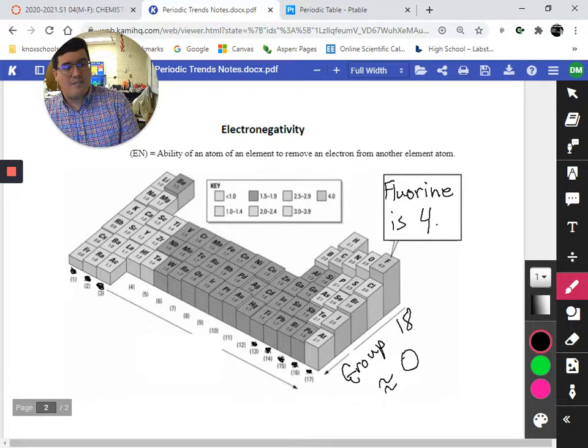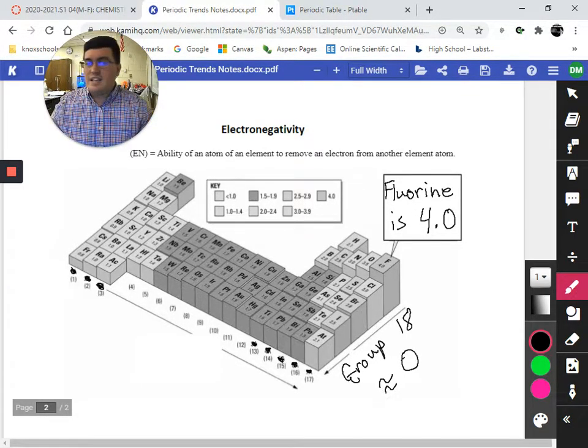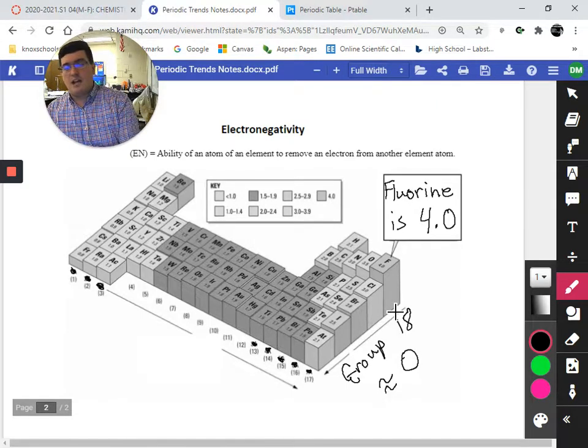And it is set at 4.0. Now, why did they pick 4.0? I'm not sure, but they did that a long time ago, and now every element just gets compared back to fluorine. Group 18 is, so the only two you need to memorize are the fact that group 18 are not, right? They have 0 electronegativity, and fluorine is set at 4.0. Everything else, the way they find this is literally by comparison. You put two atoms together, and you'll see which one steals the electrons from the other one.